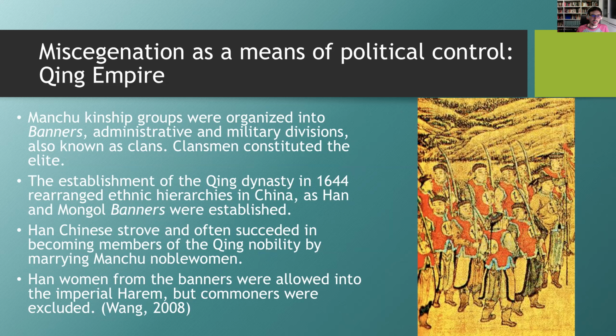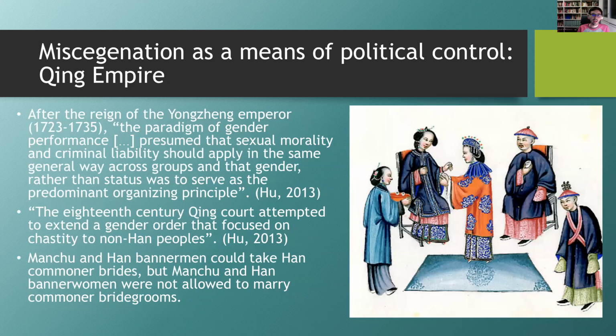And Han women from the banners, so Han banner women, were allowed in the imperial harem. But Han women that were not part of the banners were excluded. So commoners were excluded. Only Han women that belonged to a specific banner were able to become part of the imperial harem. Now, after the reign of the Yongzheng emperor in the mid 18th century, we see that status is no longer as important as gender.